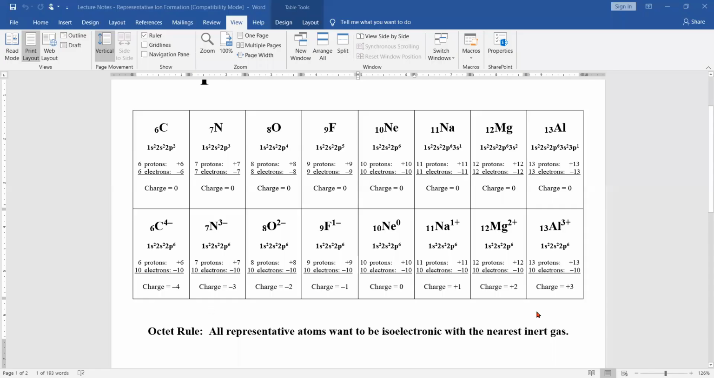And we have this little rule on the bottom here. It's one of the major driving forces behind all of chemistry, right? It's called the Octet Rule. The Octet Rule: all representative atoms want to be isoelectronic with the nearest inert gas. Now, we haven't said what this word isoelectronic means, but from our last class, we should know.